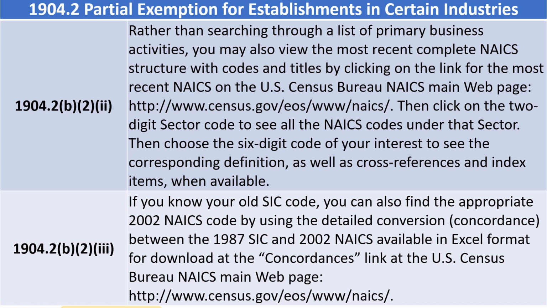Then choose the 6-digit code of your interest to see the corresponding definition, as well as cross-references and index items, when available. If you know your old SIC code, you can also find the appropriate 2002 NAICS code by using the detailed conversion, concordance, between the 1987 SIC and 2002 NAICS available in Excel format for download at the concordances link at the U.S. Census Bureau NAICS main webpage, http://www.census.gov/eos/www/NAICS/.